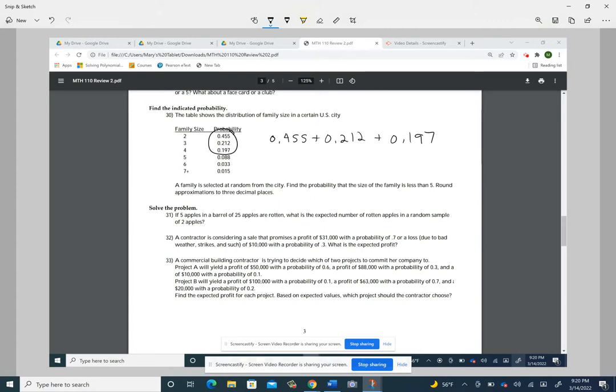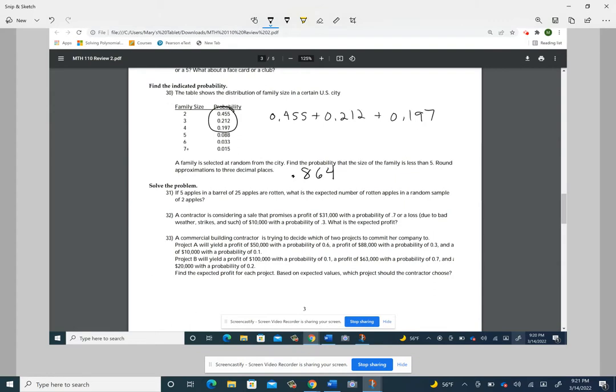0.455 plus 0.212 plus 0.197, and that gives us 0.864. So there's an 86.4% chance that the size of the family would be less than 5, which would be either 4 kids, 3 kids, 2 kids. Okay. And it said round to 3 decimal places, but it actually turned out to be 3 decimal places. All right. Now, 31.